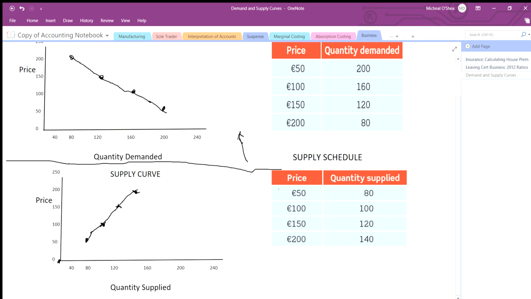So this is just a schedule. They give you this. These are just the figures. And again, I'm just finding my price here. I work up along the y-axis and I go across to the x-axis. I find my point for the first one, which is 50 and 80. That's where they meet. That's my dot. I've done a second dot, third dot, and fourth dot over here. I simply join them up at the end, and this is called my supply curve.